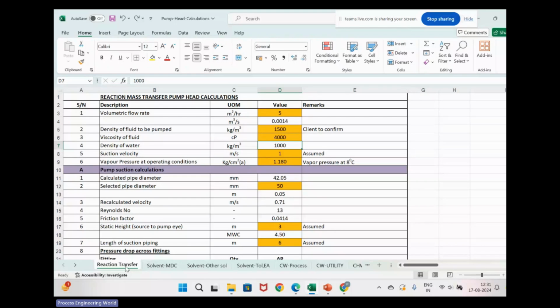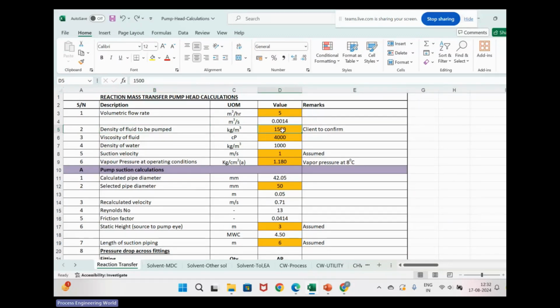Whenever pump vendors give you data sheets or heads, they give you heads in meters only. So you always have to convert that to meters of water column. For that you need the density of water and the density of the fluid to be pumped. Let's say the density of the fluid to be pumped is 1500 kg per meter cube. This is an assumption for calculation.